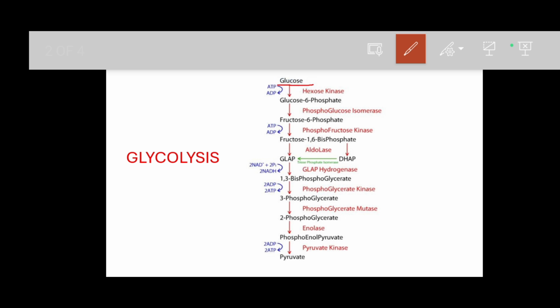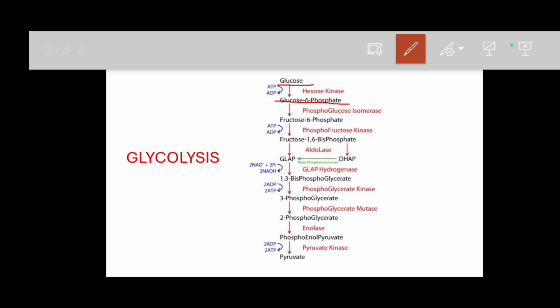Glucose. From glucose, the first product that is formed is glucose 6-phosphate. What is glucose 6-phosphate? When glucose gets a phosphate group at its sixth position, it is called glucose 6-phosphate.